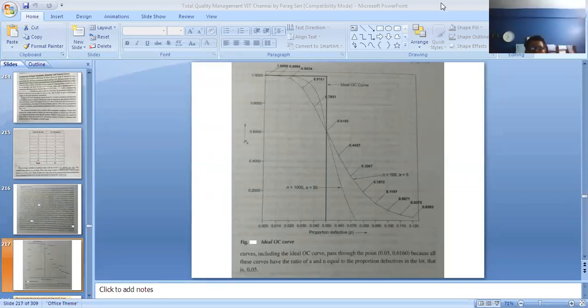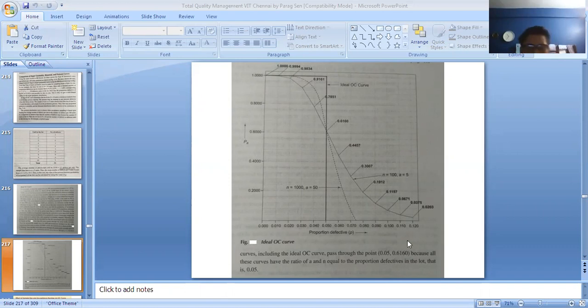So that's why you are getting these sorts of curves. Okay, the dashed curve is for n is equal to 1000, a is equal to 50, and this curve is for n is equal to 100 and a is equal to 5.